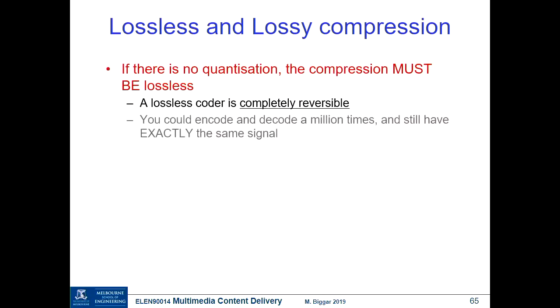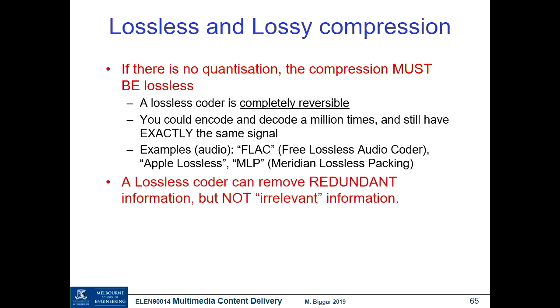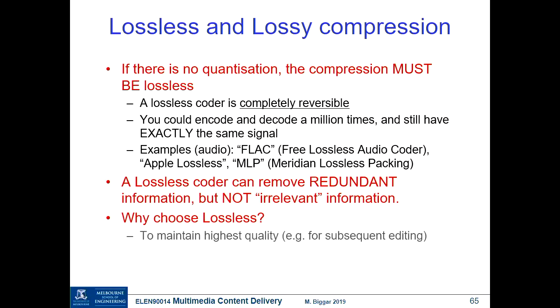I think we've covered this. So a lossless coder is completely reversible. There are some examples. The free lossless audio coder, FLAC, if any audio people are in the group, they'd be familiar with it, for very high quality audio that's exchanged over the internet. Apple has a lossless audio format, and there's a Meridian lossless packing format for audio on Blu-rays. I think we'll come back to that. So a lossless coder can remove redundant information but not the irrelevant. Right? Why would we choose lossless?